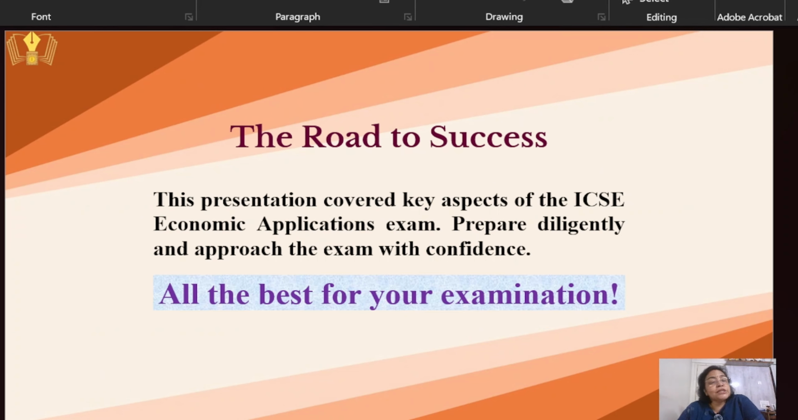The road to success. This presentation covered key aspects of the ICSE Economic Applications exam. Prepare diligently and approach the exam with confidence. You can do wonders. All the best for your examination.